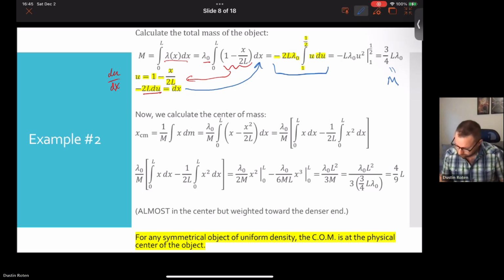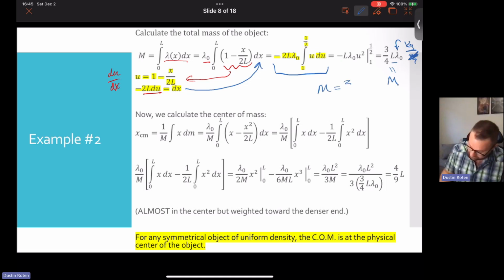Now remember, lambda naught has units of kilogram per meter. So this L is going to cancel out that meter. So the units do work out. I'm left with kilograms. Still don't know what the actual mass of this thing is because I don't know what the L value is, the total length, nor do I know what lambda naught is, but it doesn't matter. I just know that whatever the mass is, it's 3/4 L lambda naught. Okay, I have the total mass of this thing now, even though it's just symbolic.